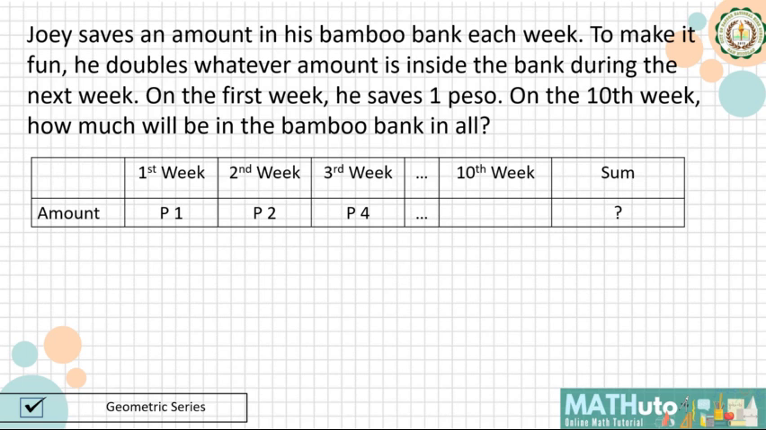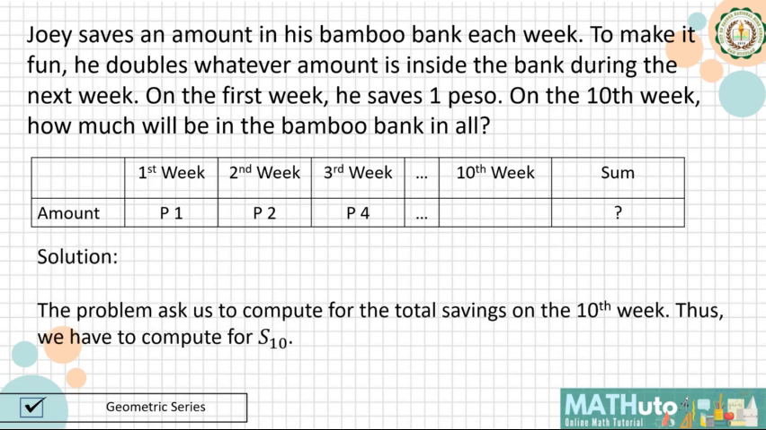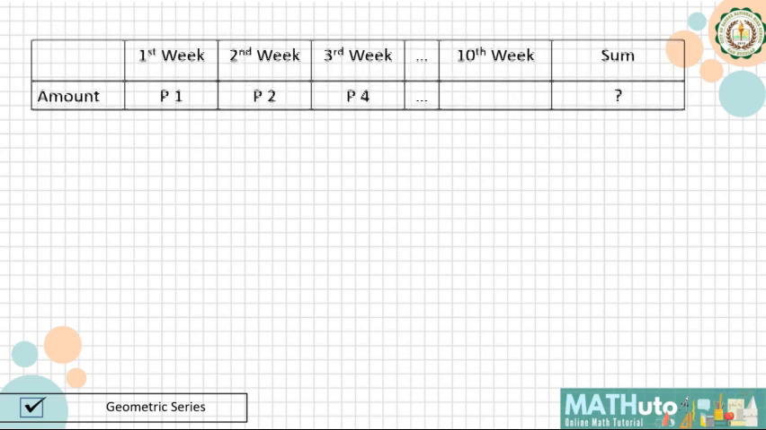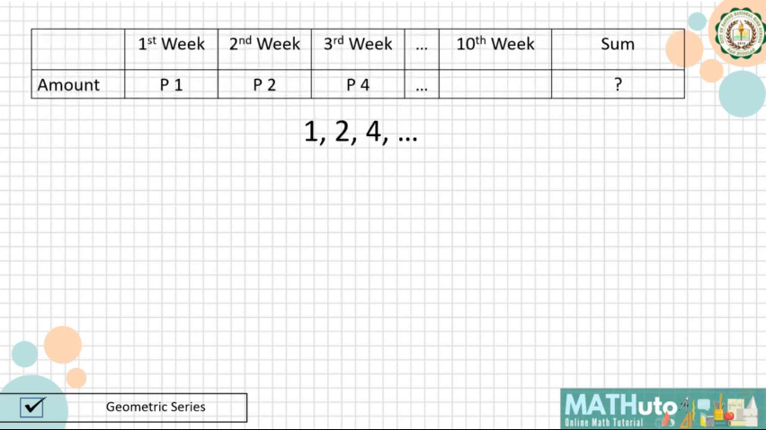This will be the representation of the problem in a table. The problem asks us to compute for the total savings on the 10th week. Thus, we have to compute for S sub 10. The table will come up with the sequence 1, 2, 4. And we are looking for the sum of the first 10 weeks.